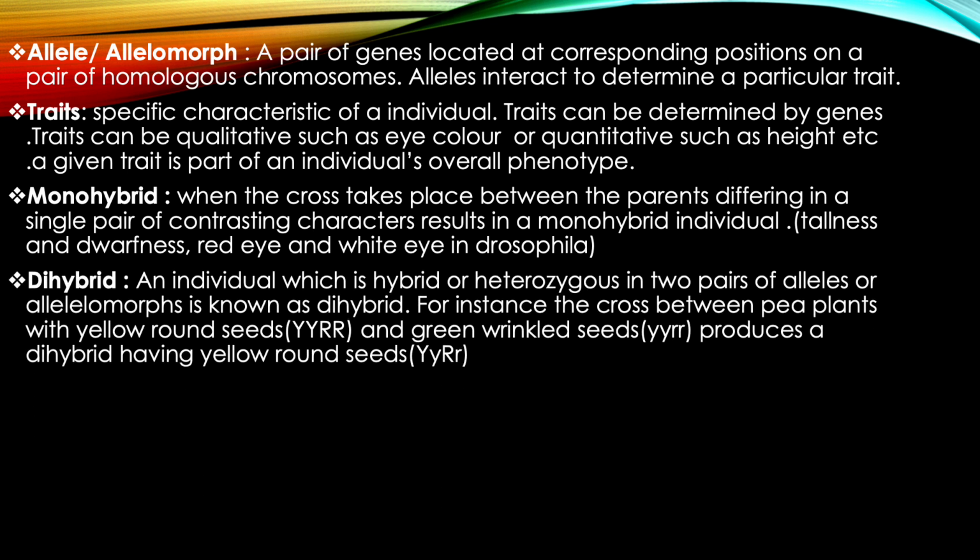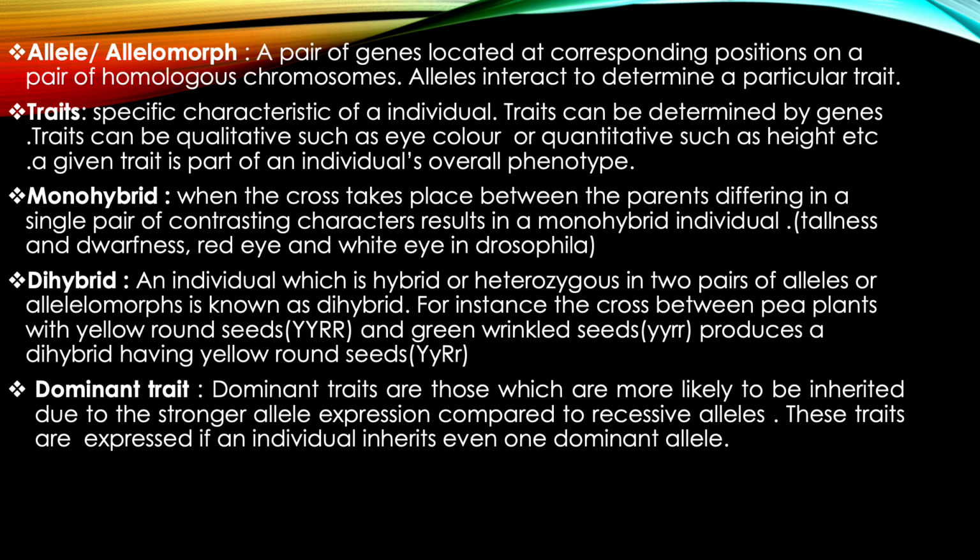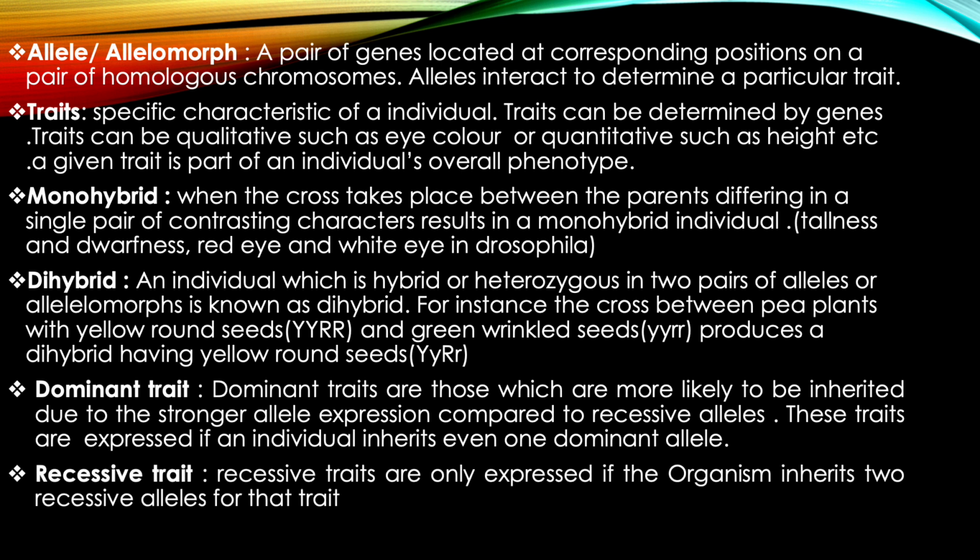Dihybrid. An individual which is hybrid or heterozygous in two pairs of alleles or allelomorphs is known as dihybrid. For instance, the cross between pea plants with yellow round seeds and green wrinkled seeds produces a dihybrid having yellow round seeds. Dominant trait. Dominant traits are those which are more likely to be inherited due to stronger allele expression compared to recessive alleles. These traits are expressed if an individual inherits even one dominant allele.